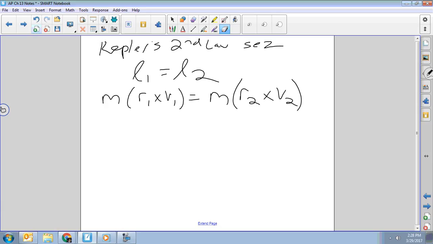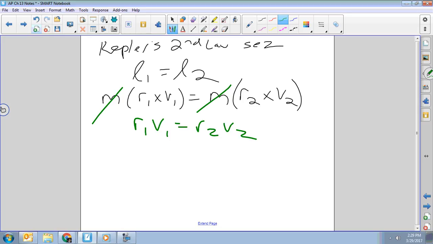So this equation gets simplified. Your masses cancel out because they're both Halley's comet. And both of these are just r times v, right? Because at those points, your angle's 90 degrees. So you get r1 v1 equals r2 v2.